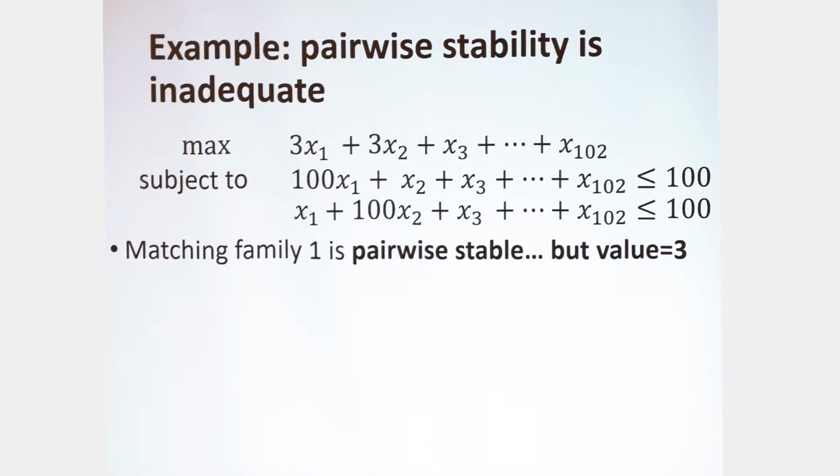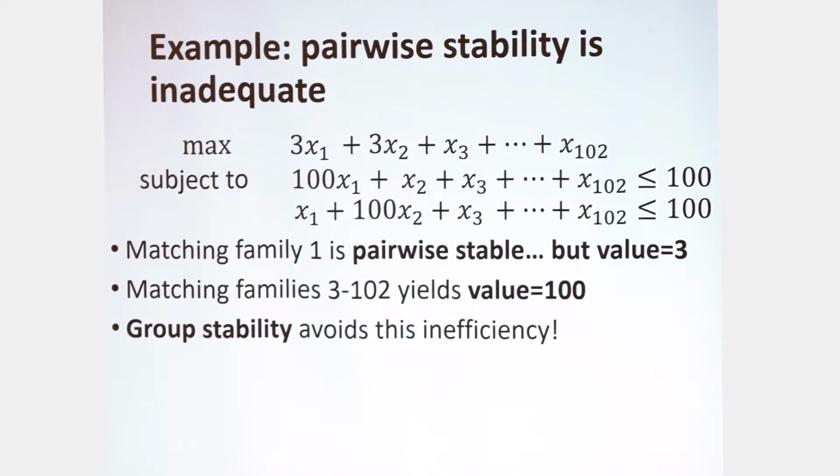Here is an example showing that pairwise stability is very inefficient. We have only one locality and 102 families. The locality has a linear objective function like this, where each variable x_i corresponds to family i. It has two constraints. You can see that matching family 1 alone is pairwise stable, but the value of the objective function is only 3.